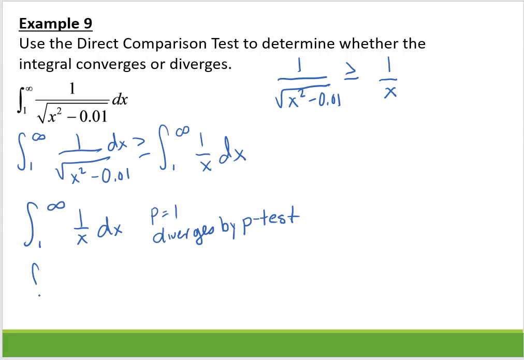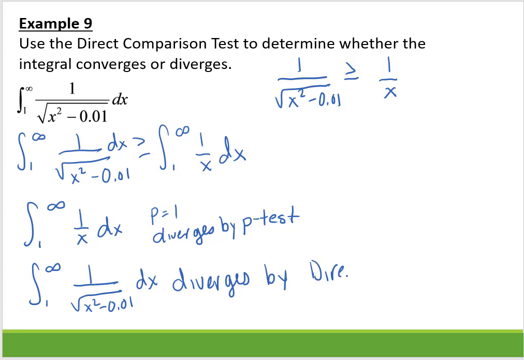Therefore, by the direct comparison test, the function that is larger also diverges by my direct comparison test.